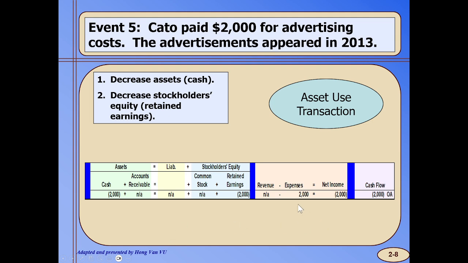And here is the effect of this transaction on the financial statement model. It means that for this transaction, when the company paid 2,000 for advertising costs, the cash outflows of operating activity decreased 2,000, retained earnings decreased 2,000 in the balance sheet, and the expense increased 2,000 and the net income decreased 2,000 in the income statement.